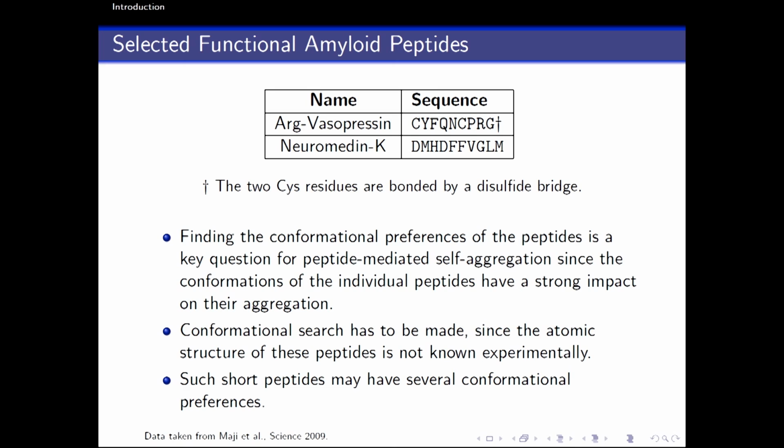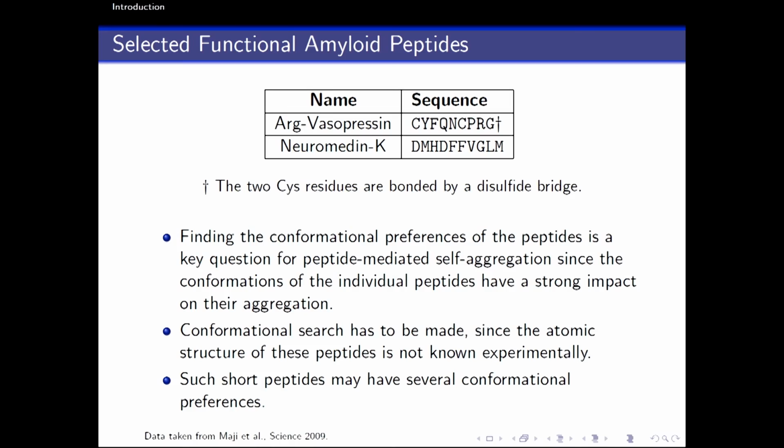So we selected 2 short peptides that have been shown in a recent paper from 2009 to generate functional amyloids. One of them is called arginine vasopressin, and the other one is called neuromedin K. You can see their sequences here. They contain about 9 or 10 amino acids. We selected them, among other reasons, because they're very short, and therefore we can perform a full conformational search on them in a reasonable amount of time, unlike bigger protein molecules where this problem becomes computationally prohibitive using fully atomic MD simulation.